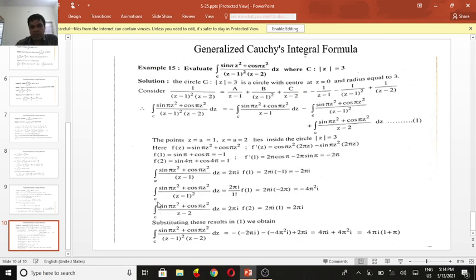Again, if we come to the integral of (sin pi z square plus cos pi z square) divided by (z minus 2) dz, it is 2 pi I f of 2. What is f of 2? We calculated it as 1. So 2 pi I into 1 is 2 pi I.